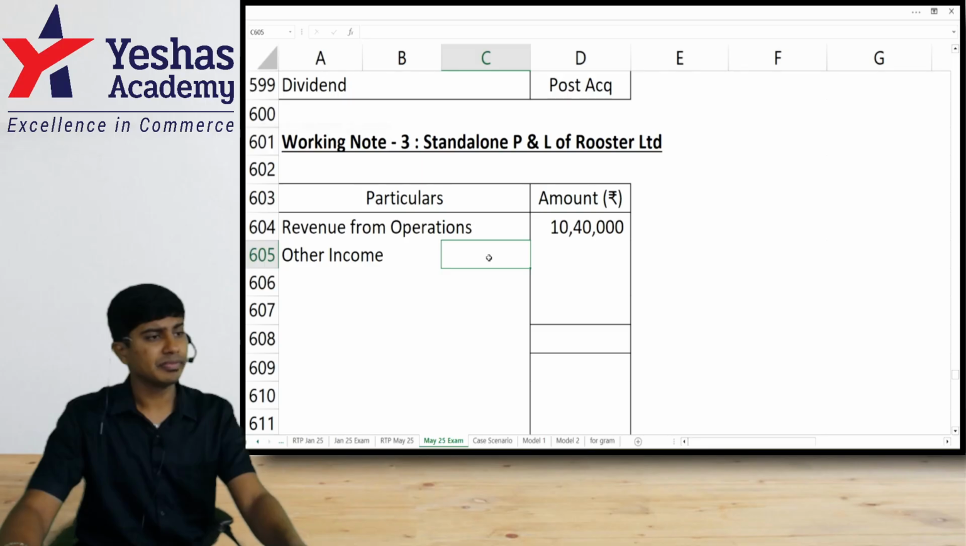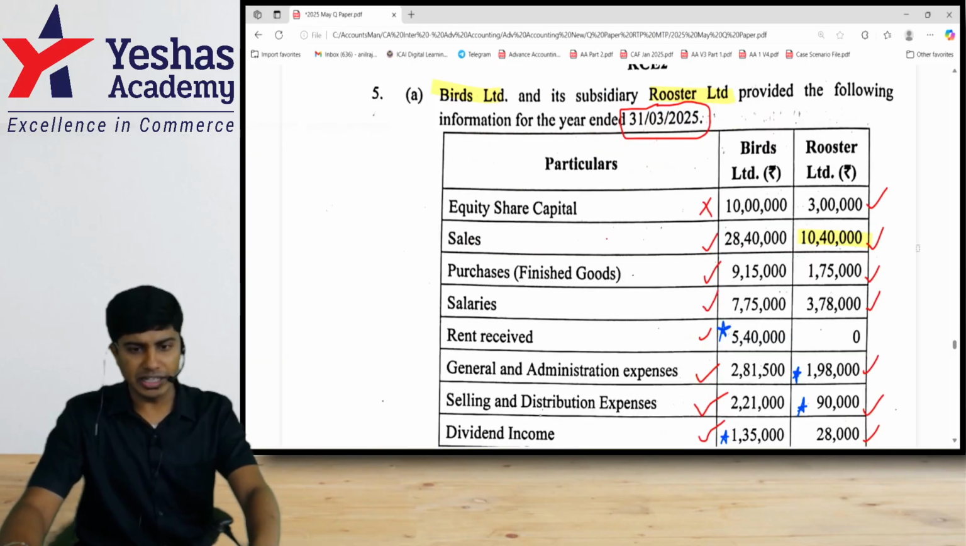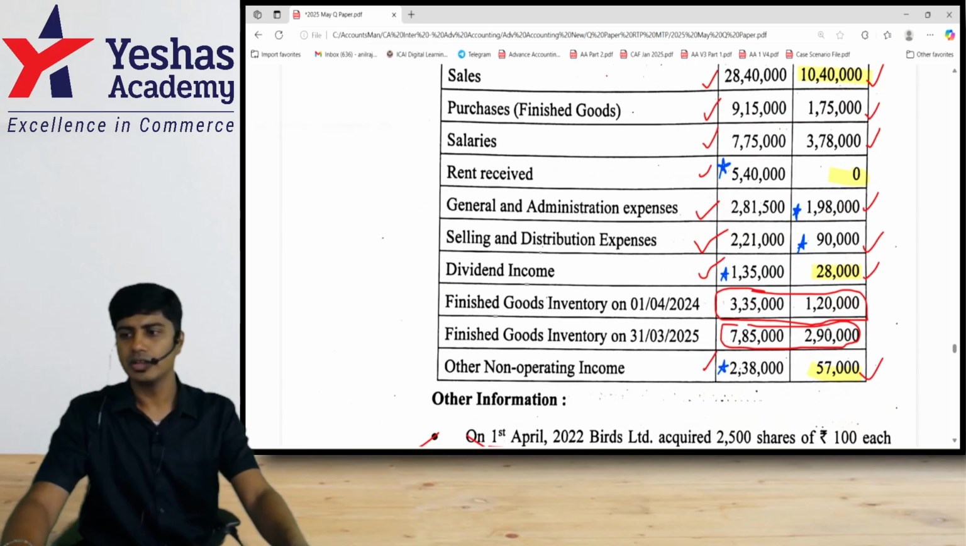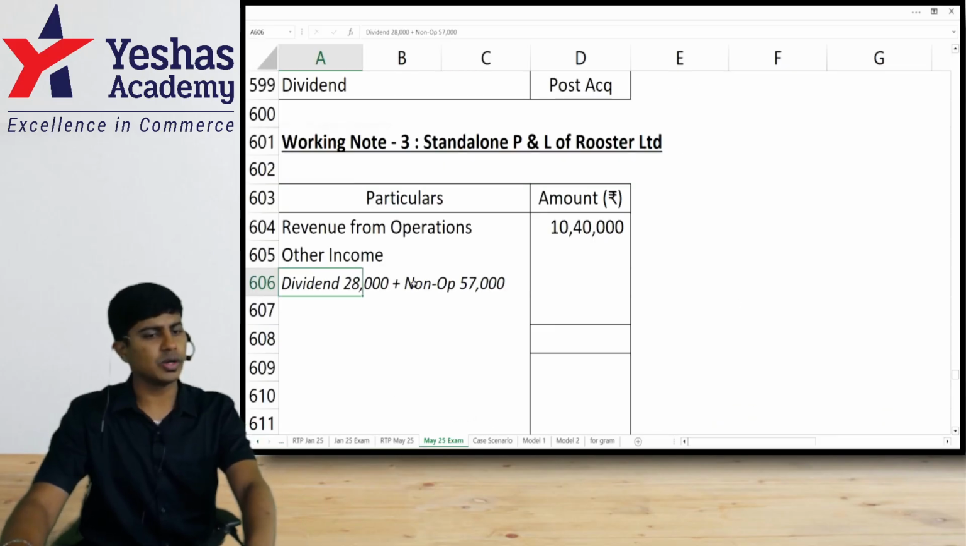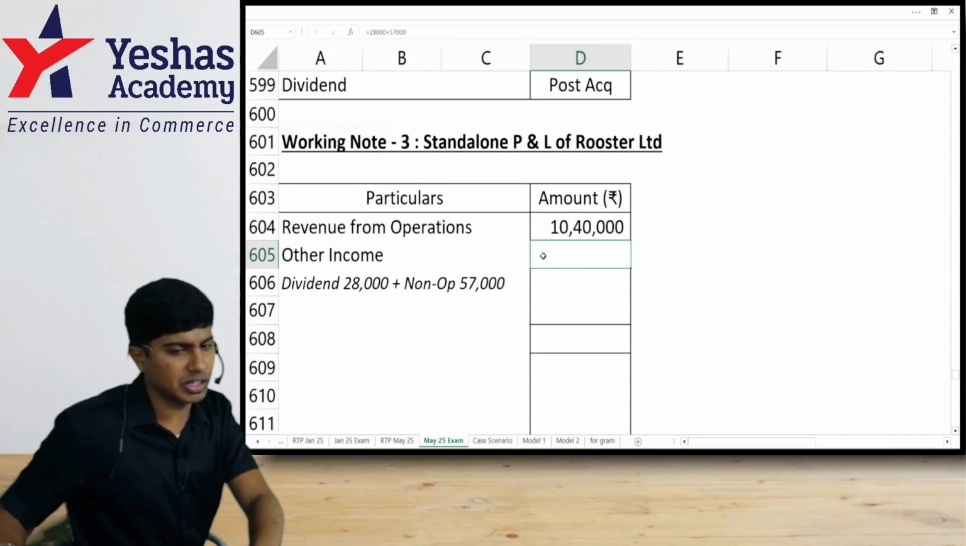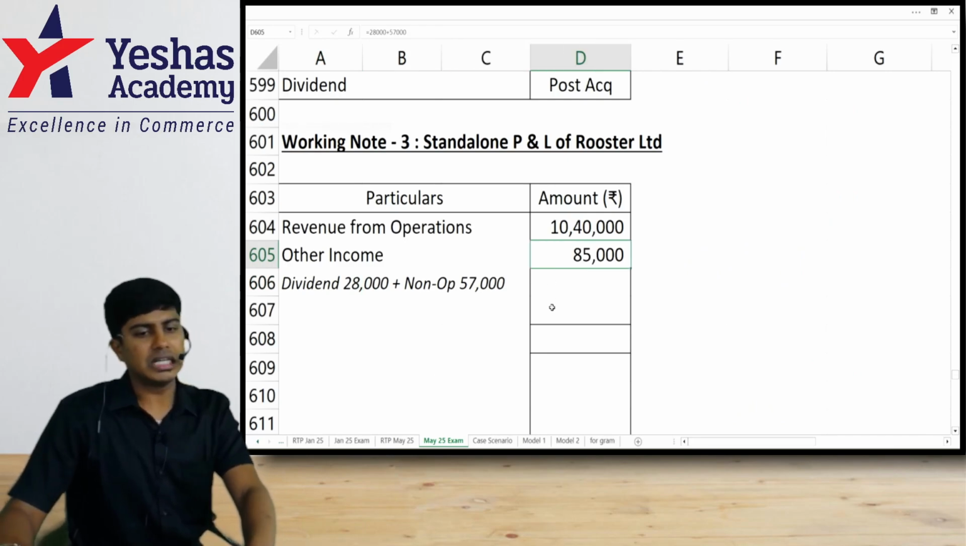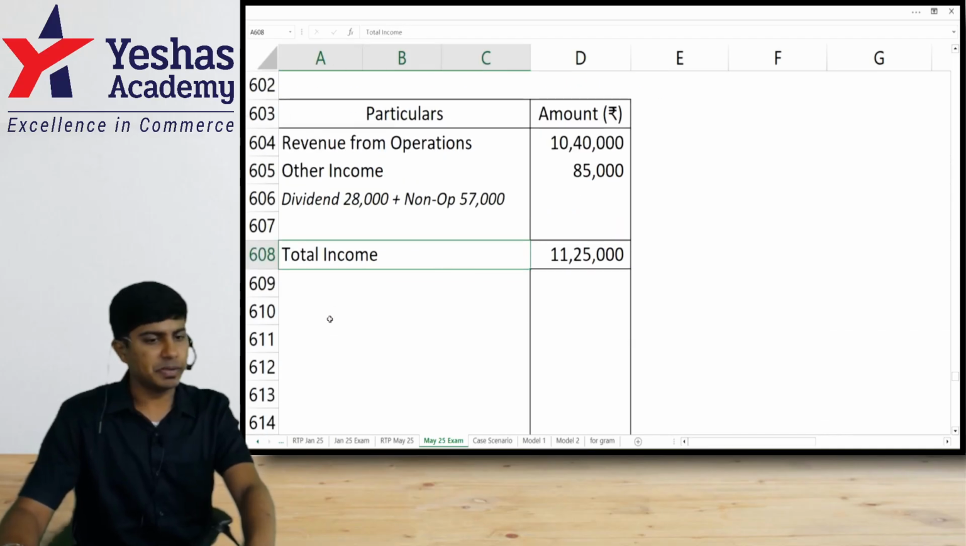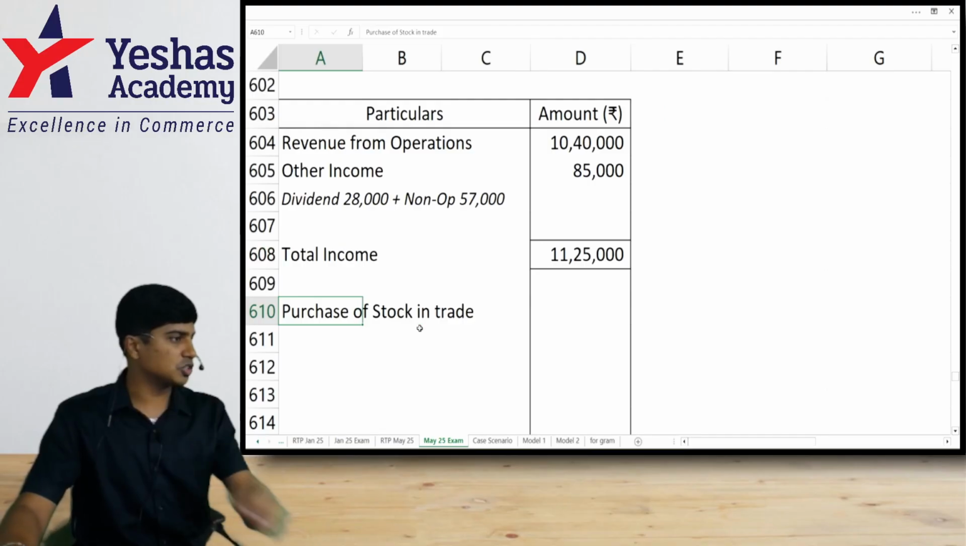Other income. There are two other incomes if I am not wrong. One, rent received, which is 0. Dividend income 28,000 and other non-operating income. So can I say 28,000 and 57,000 is to be taken? I would write here 28,000 dividend plus non-operating income 57,000, together 85,000. 10 lakh 40 plus 85, 11 lakh 25,000 is total income. Expenses. To begin with, I'll take purchase of stock in trade.